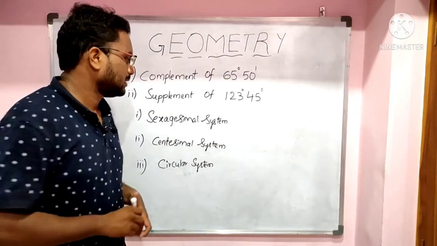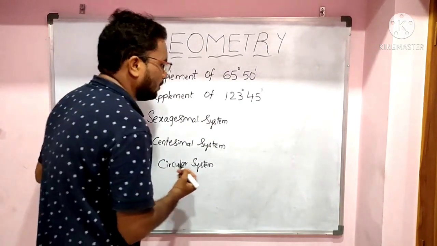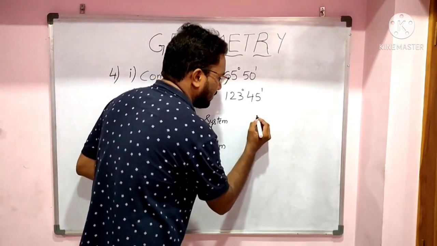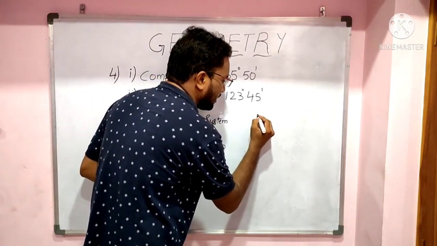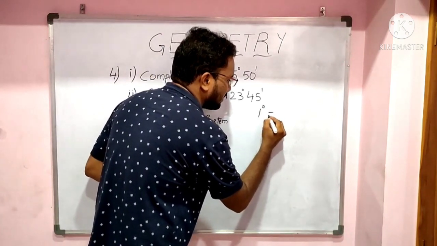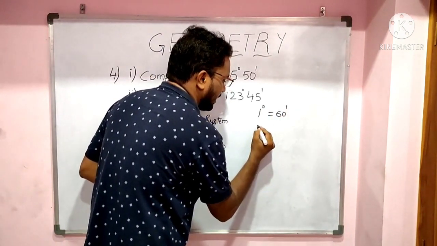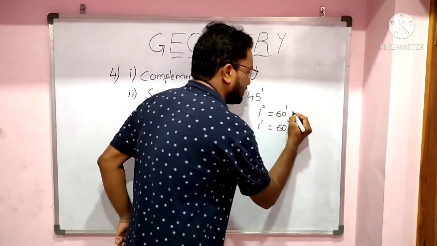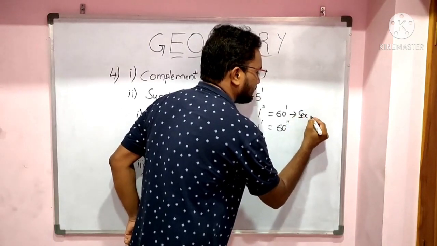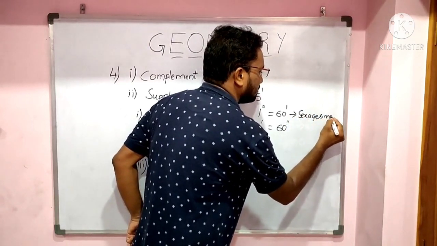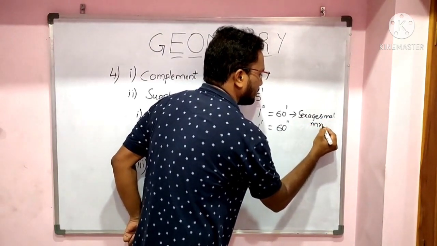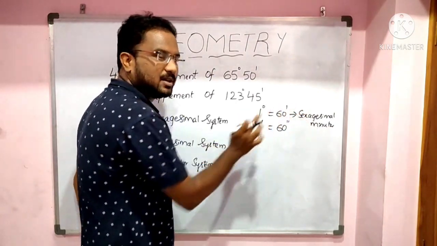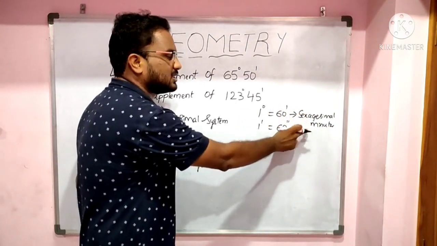In the sexagesimal system, one right angle is divided into 90 equal parts. In the sexagesimal system, 1 degree is equal to 60 minutes and 1 minute equal to 60 seconds. These are sexagesimal minutes, and these are sexagesimal seconds. 1 degree equal to 60 sexagesimal minutes and 1 minute equal to 60 sexagesimal seconds.